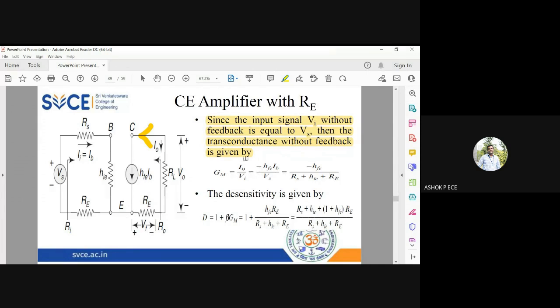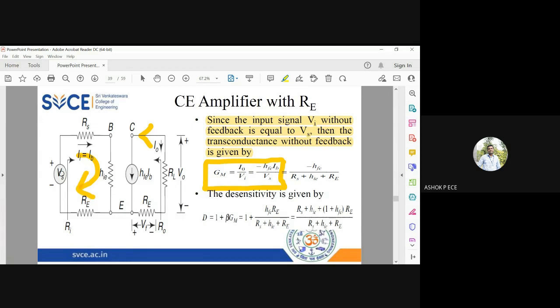So I naught is minus IC and IC is going to be hfe IB. So Gm is equal to minus hfe IB divided by Vs. This is one equation we have, minus hfe IB by Vs. Now I need to find what is Vs. So apply KVL in this loop. It's a very single loop, so it is very simple equation.